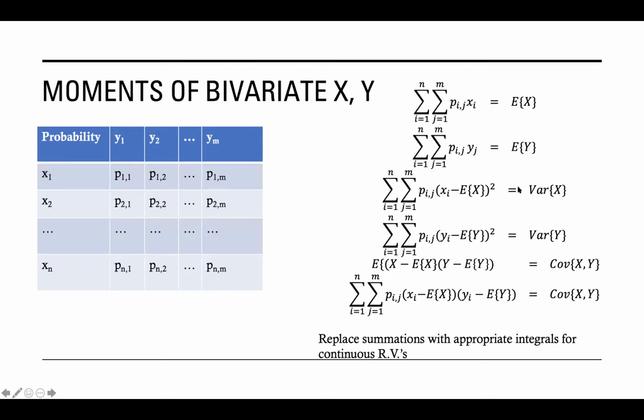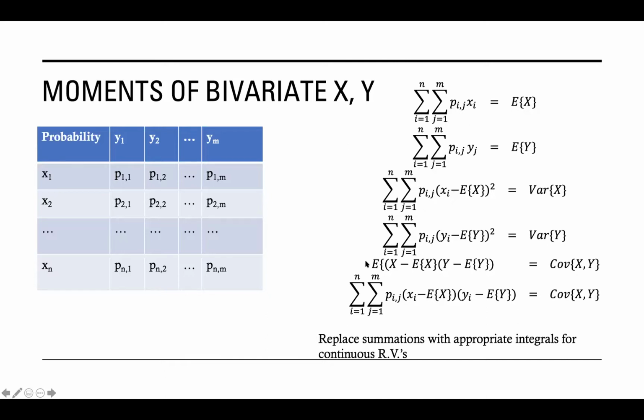Quantity squared, summed over all possibilities. That's the variance. We can talk about the variance of Y, which is really just the same as the variance of X, only we use the values of Y and its mean, again, summed over all possibilities. Is this all making sense?